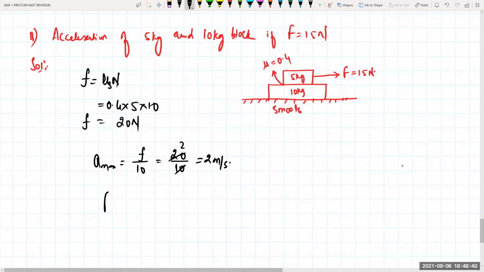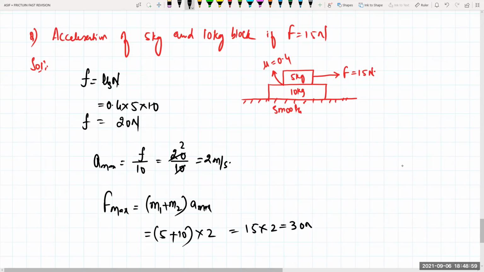Got it, sir. Now, F max will be equal to how much? F max is equal to M1 plus M2 into A max. M1 is 5 plus this one is 10, into acceleration is 2. So 5 plus 10 is 15. 15 into 2 will be equal to 30 Newton.